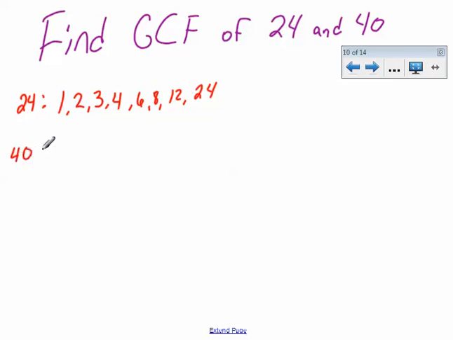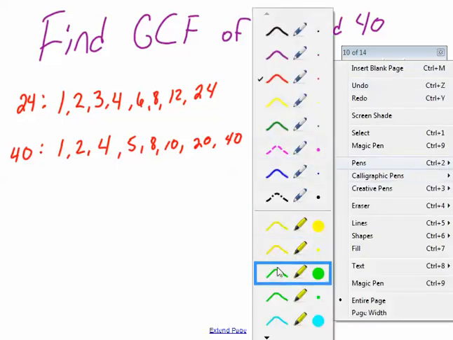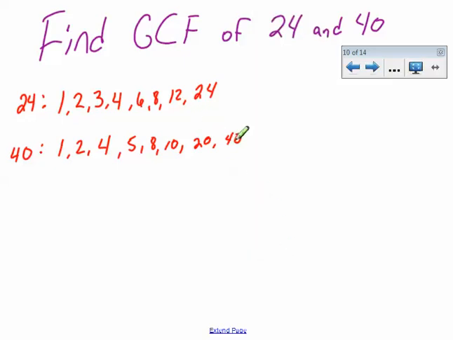Okay, let's go and do 40. 1 and 40, 2 and 20, 3 doesn't work, 4 will work, 4 and 10, and then 5 and 8. Okay, there's all the factors for 40. And then I'm looking for what's the largest one that they share. It appears to be 8. So I'm assuming that the GCF here is 8.